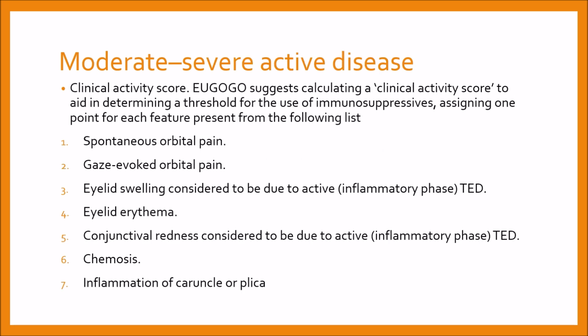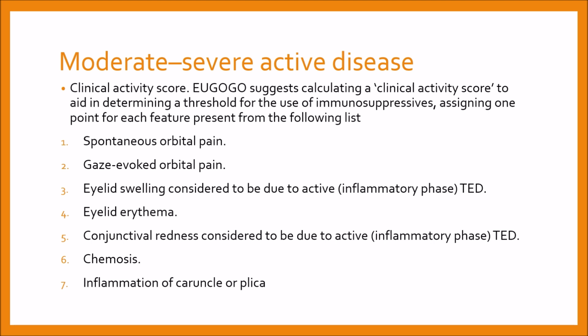Towards moderate to severe active disease, which is where the clinical activity score by the European Group on Graves' Orbitopathy, or EUGOGO, suggests calculating a clinical activity score to aid in determining a threshold for the use of immunosuppressives, assigning 1 point for each feature present from the following list, and considering treatment for a score of 3 or more out of 7. So number 1 is spontaneous orbital pain.